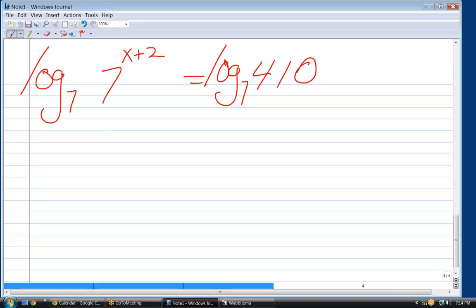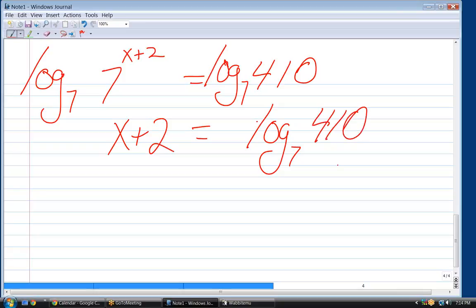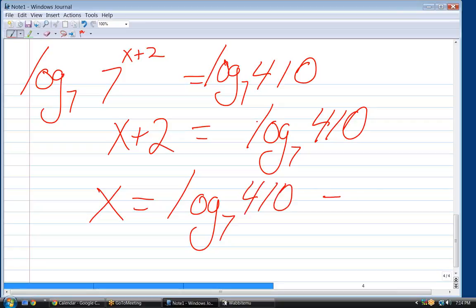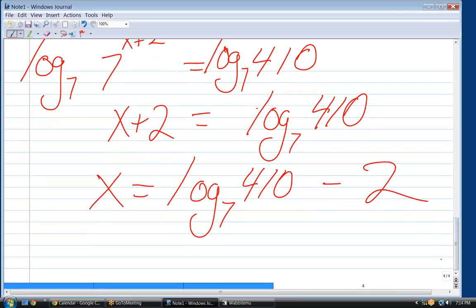What's the next line? x plus 2. In other words, the left side becomes x plus 2. The right side becomes that. Now what? x equals log base 7 of 410 minus 2. Next line. Because that's not a number you can get out of your calculator.